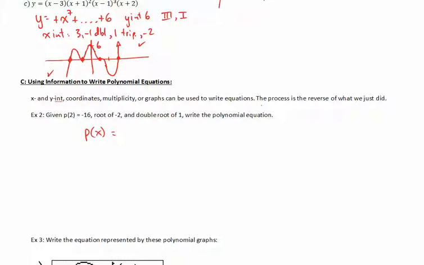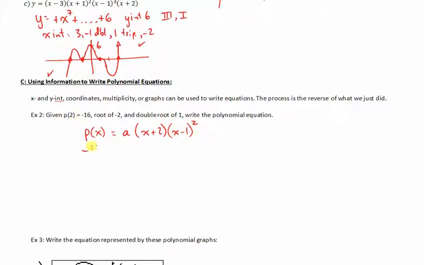Here's an example. A polynomial evaluated at 2 gives -16. It has a root of -2 and a double root of 1. I'm going to start by writing a value a that I don't know. It represents the vertical expand or compress and possible reflection. The root of -2 corresponds with saying x plus 2, and there's the starter class. The double root of 1 means x minus 1 gets squared.